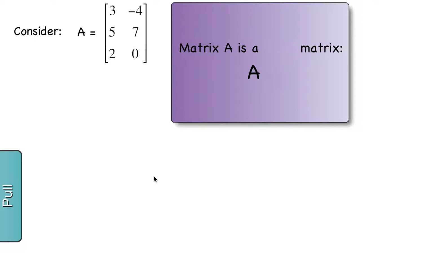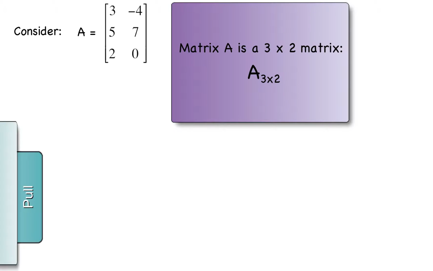Here's an example. Here's matrix A. Notice it's a capital letter. Matrix A is a 3 by 2 matrix. We give the number of rows first. They are horizontal. Columns are second, and those are vertical, so that's why it's 3 by 2. There are 3 rows, 2 columns. So the way we label matrix A is A sub 3 by 2. That's just how you label it. 3 by 2 gives us the dimensions. A is the name of the matrix.